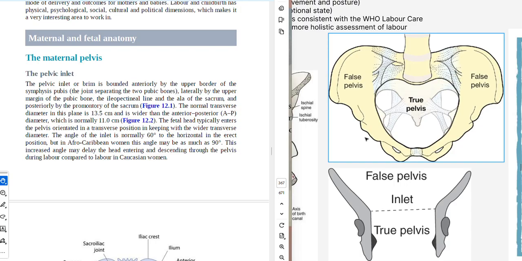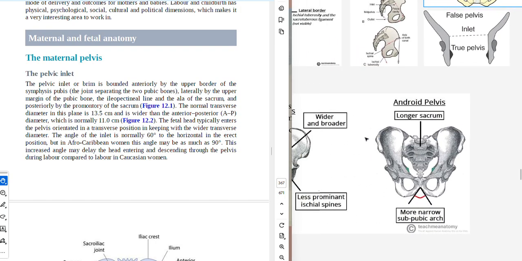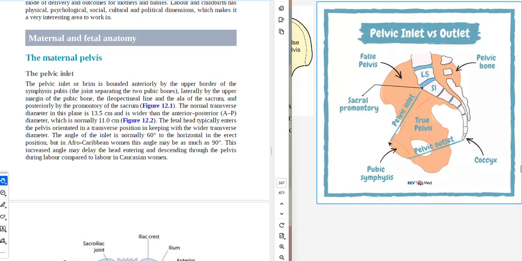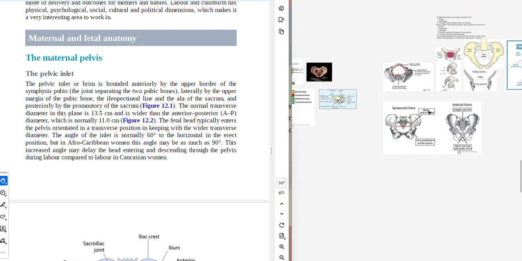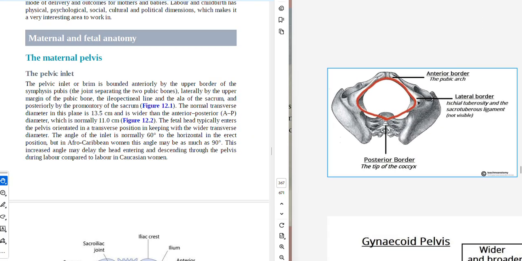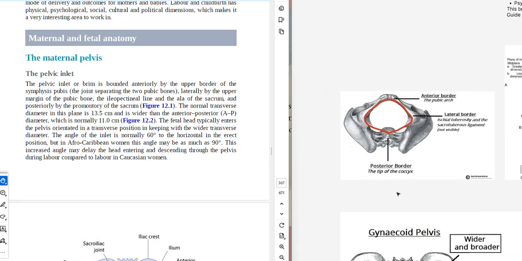I'm going to show you a few pictures here that will help you see it. So here you can see, right? This is the pelvic inlet and this is the pelvic outlet. And this is the false pelvis, and below the pelvic inlet is the true pelvis, right? That is something you can appreciate here. Here also you can see the ischial tuberosities on both sides. This is the anterior border of the pubic arch, and posteriorly we have the tip of the coccyx, right?